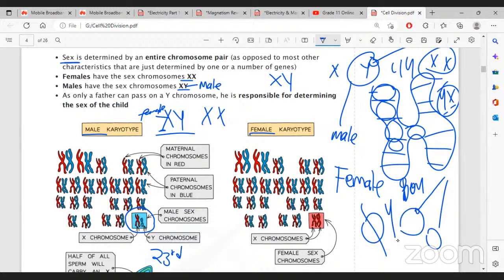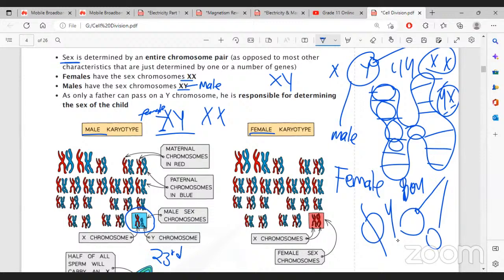Yes, your question, please. If a boy has male and female parts. Honestly, I have heard of it. I've never seen it because biologically speaking, it's impossible. Your biology teacher said it's possible. How? Please tell me how that is possible.